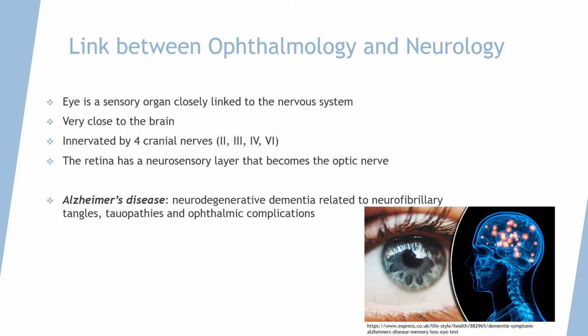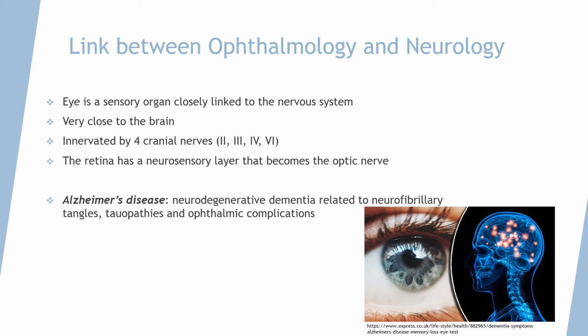The eye is a sensory organ that is very closely linked to the nervous system. It is located very close to the brain, and part of the eye, the retina, has a neural layer for detecting light stimulation. The eye itself is innervated by 4 cranial nerves out of 12, and there are a lot of diseases that involve both the eyes and the brain.